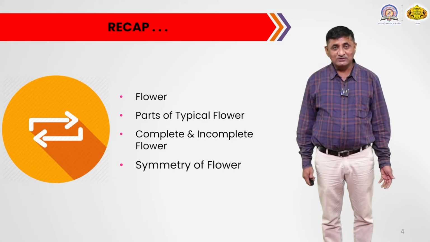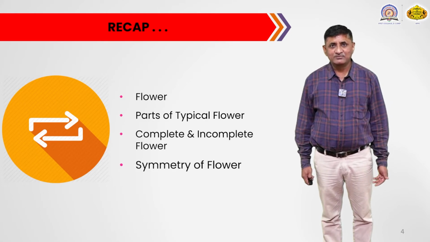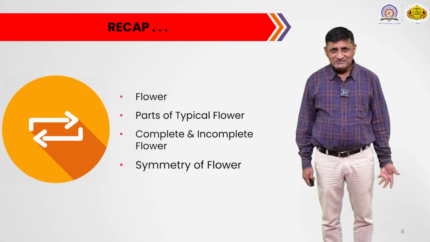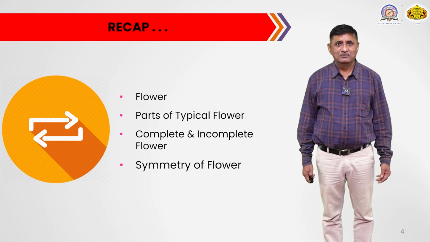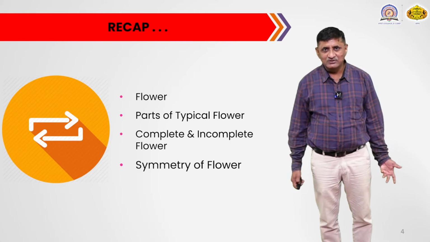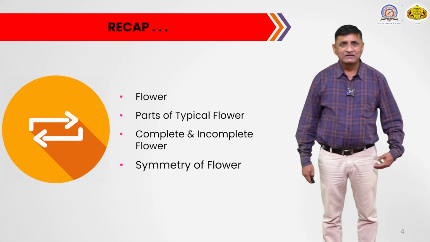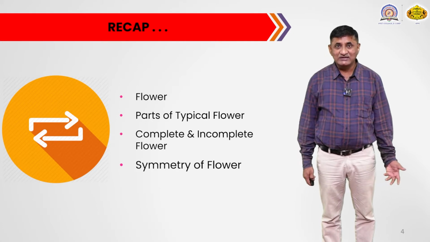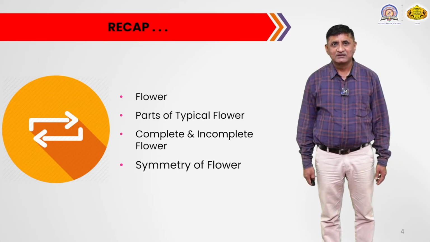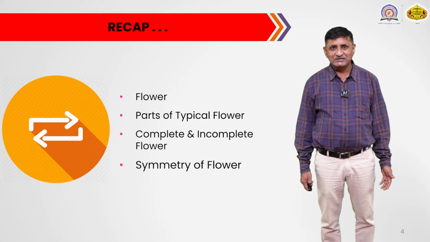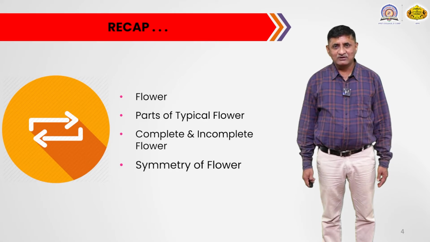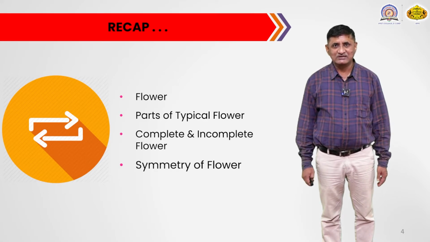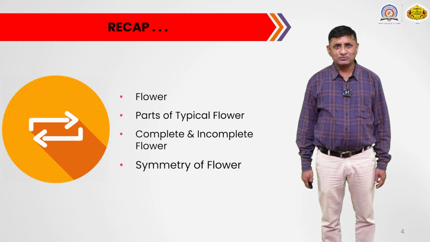We can also decide whether a flower is complete or incomplete. If all the 4 parts are present, such a flower is called a complete flower, and if any one of them is absent, it is called an incomplete flower. In symmetry, we saw 3 kinds of symmetry in flowers. The flower may be radially symmetrical, zygomorphic, or irregular or non-symmetrical. So these points we studied in the last video.